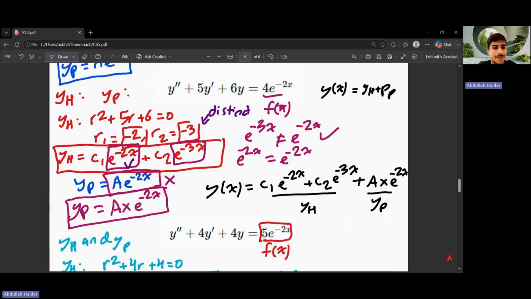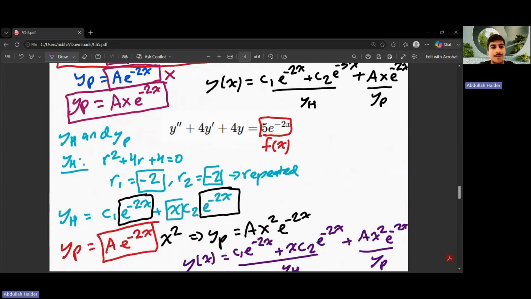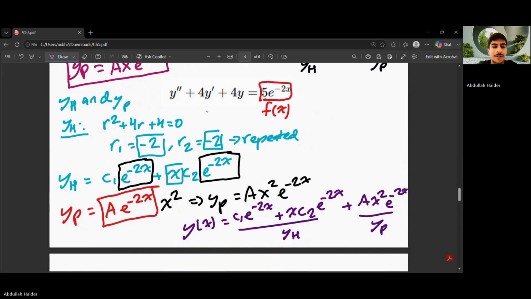Why x here? Because the f of x here, which is e power minus 2x, is appearing once in the homogeneous solution. So multiply this by x, and it becomes a x e power negative 2x. Then you combine the solutions yh and yp. Finally, this is a method of undetermined coefficients as well.